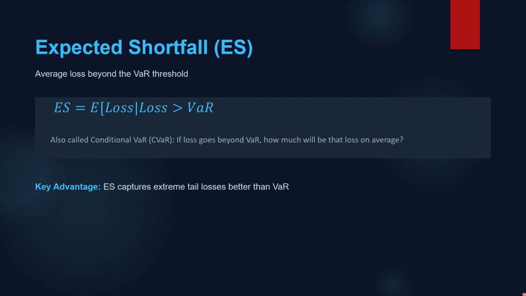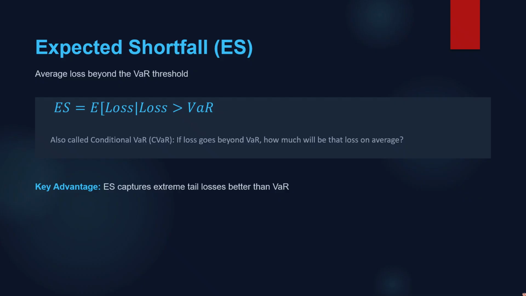Let me give you an example. Suppose your 99% VAR is 10 million. That means on 1% of days you will lose more than 10 million. But how much more? Your ES might be 15 million, meaning that on those rare bad days when you breach VAR, your average loss is 15 million.